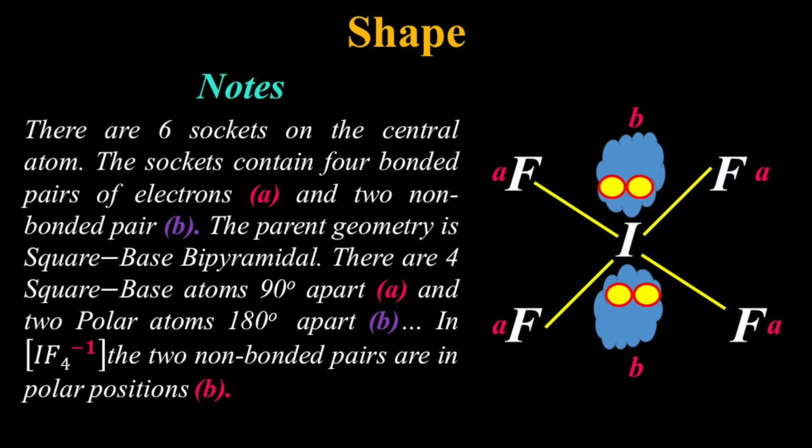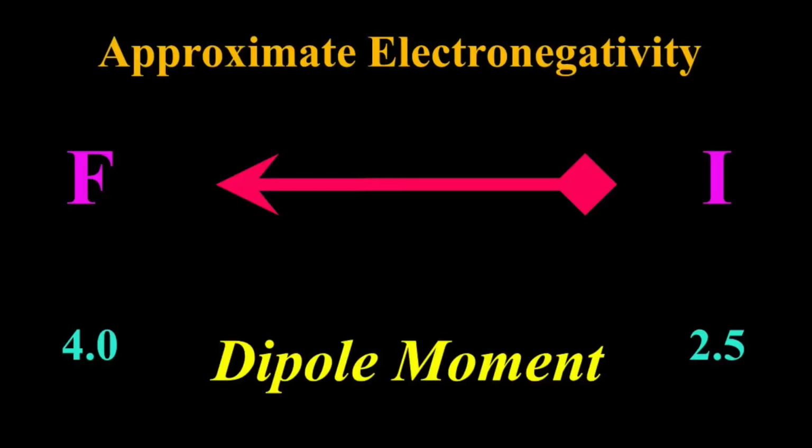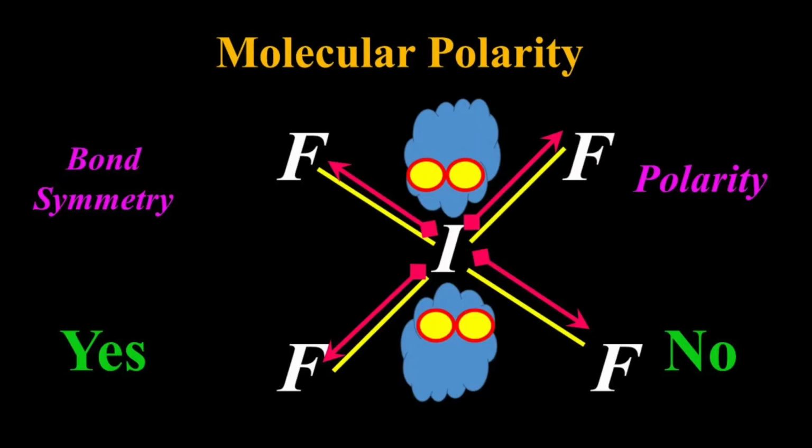IF4 -1. The 2 non-bonded pairs are in polar positions, B. Therefore, it's going to be square planar. Square planar. Okay, let's put in our dipoles. And we'll see, even though it has a bit of a strange geometry, you can see right from this drawing that you will have bond symmetry and you will have no polarity.